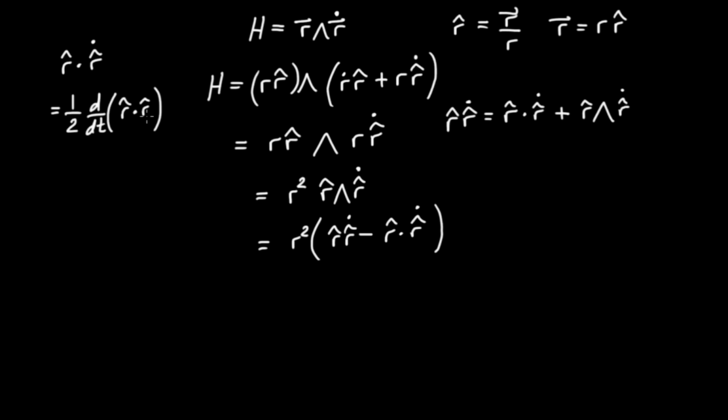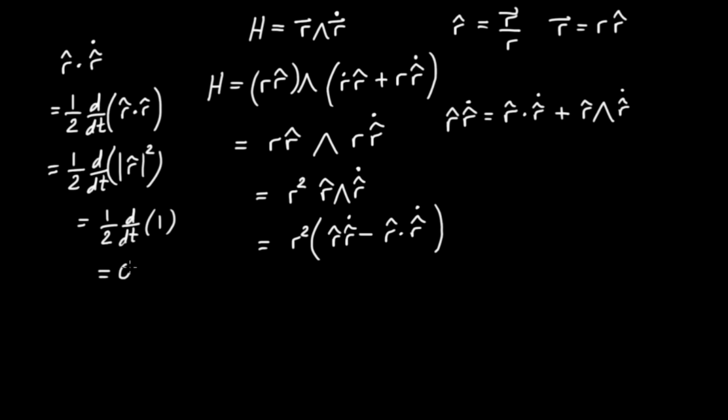But what is r hat dot r hat? That's just equal to the magnitude squared of r hat. Now over time, that magnitude doesn't change, so that's always equal to 1. And it's equal to 1 because it was that unit vector. So this is actually d/dt of a constant, namely 1, and that goes to 0. So that implies that r hat dot is indeed 0. Those two vectors are orthogonal.